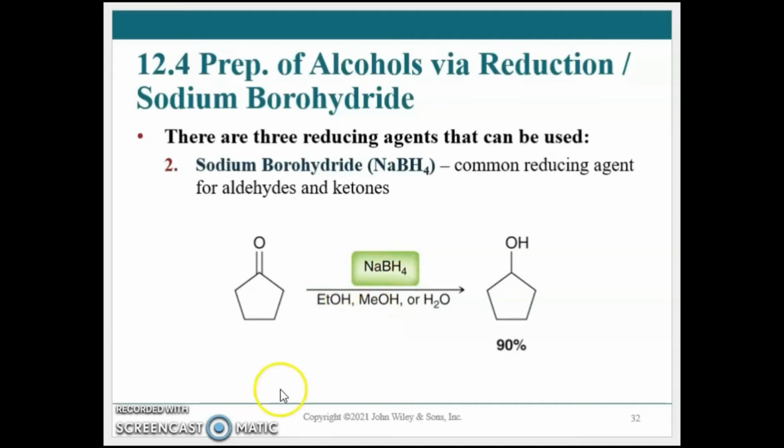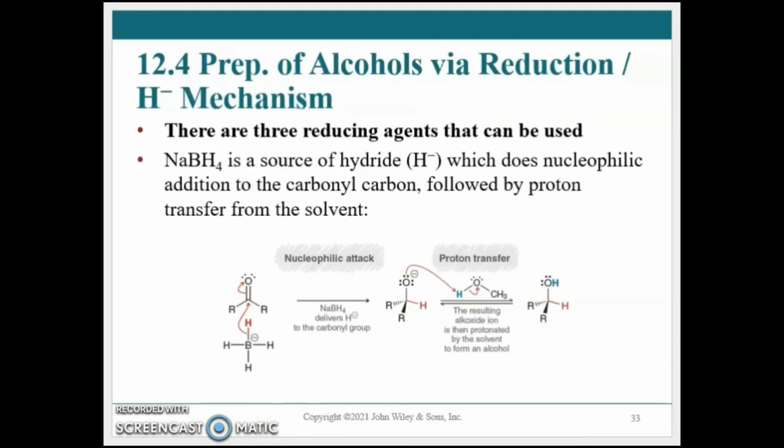So that's worth noting. In the sodium borohydride reduction, the reagent is a source of hydride ion, H negative, which will add as a nucleophile to the carbonyl carbon, followed by a proton transfer from the solvent, which we see depicted here.